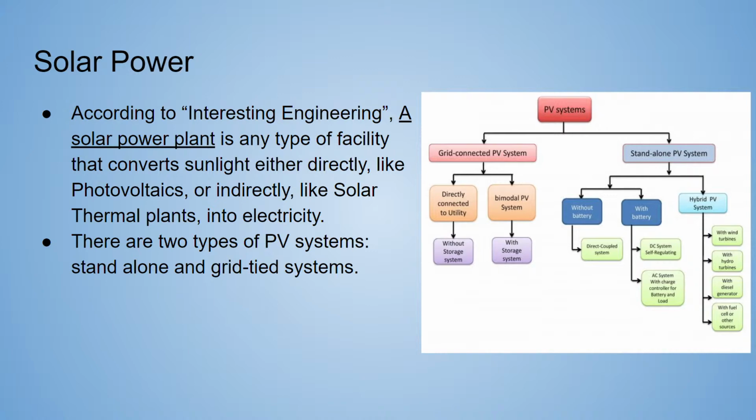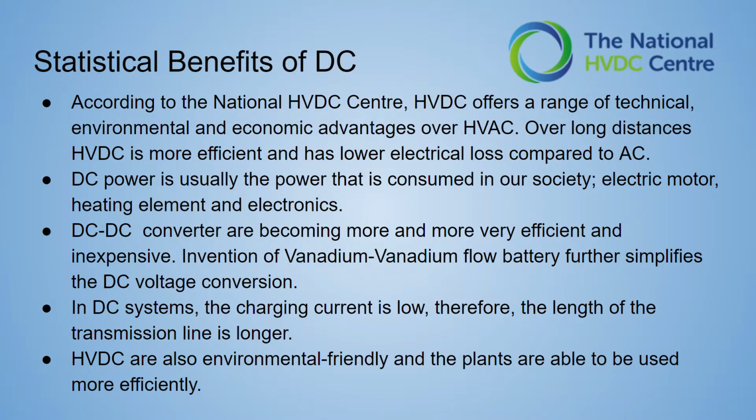Then the standalone PV system can be two different types: with battery or without battery, or a hybrid PV system. Without battery is just a direct coupled system. With batteries, there's a DC self-regulating system, and also an AC system with a charge controller for battery and load. The hybrid PV system works with wind turbines, hydro turbines, diesel generators, fuel cells or other sources that power it, basically, or what it powers.